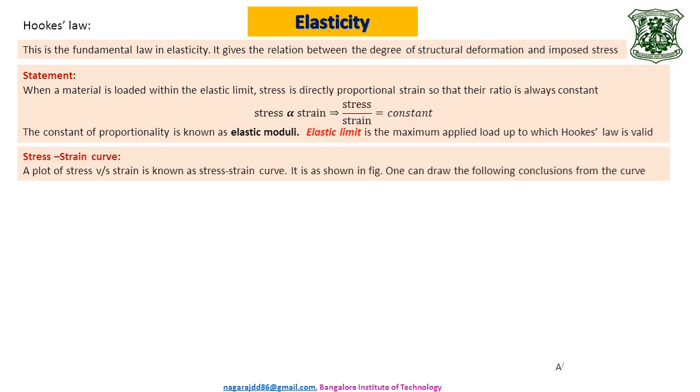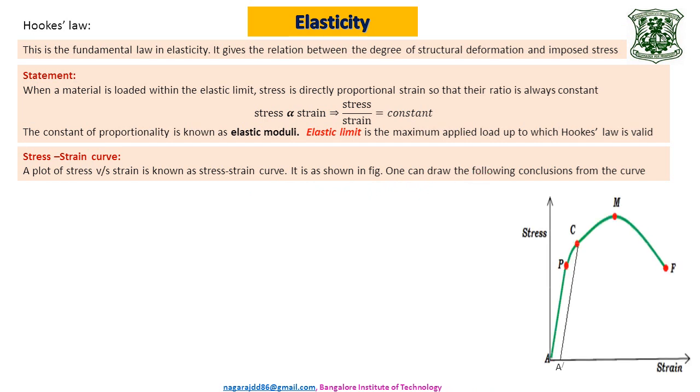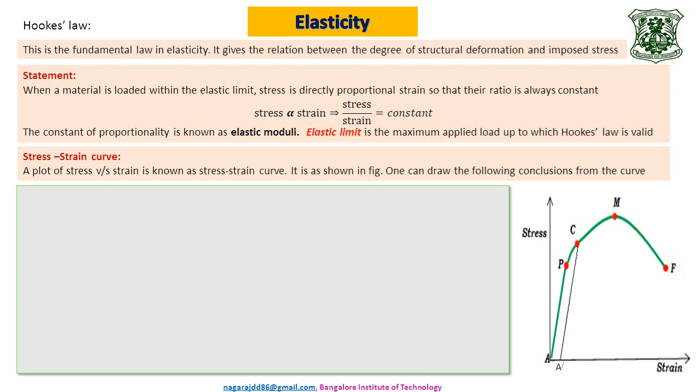Well, we have one important concept here, that is the stress strain curve. I already mentioned this in my previous session, I just repeat it. A graph of stress versus strain is known as the stress strain curve. It is as shown in the figure. I will show you the figure, and from the figure we can make some conclusions. Here is the diagram. Stress is taken along the y-axis, strain is along the x-axis, and the whole curve is divided into different segments like AP, PC, CM, MF. Now let us make some conclusions.